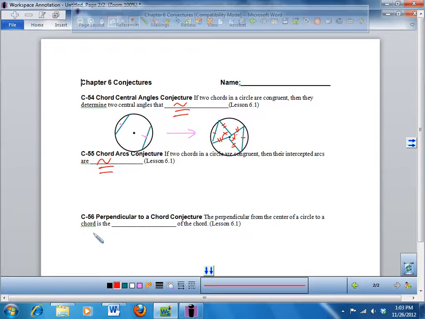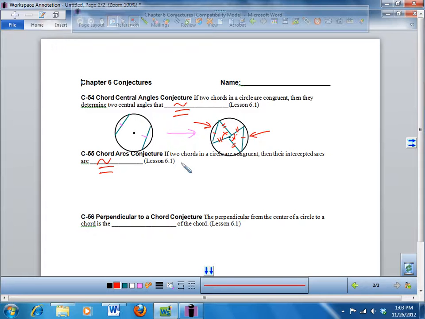Parallel arcs congruent. So in other words, if you extend this a little bit, if these are congruent and these angles are congruent, what has to be true about this arc here and this arc here? They have to be congruent as well, because the angle determines the measure of that arc. And so you could draw a little picture of that.